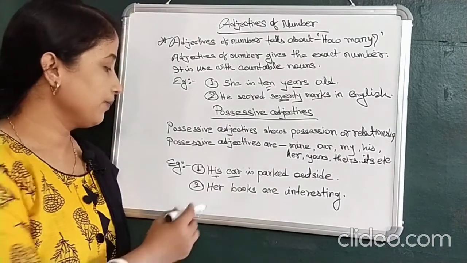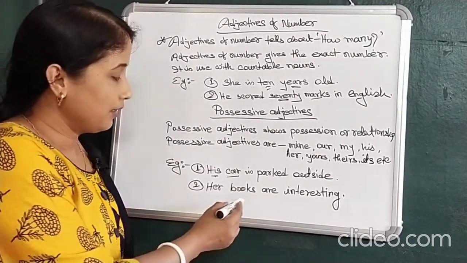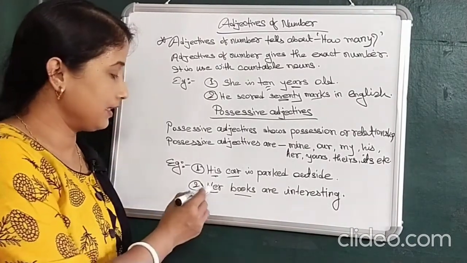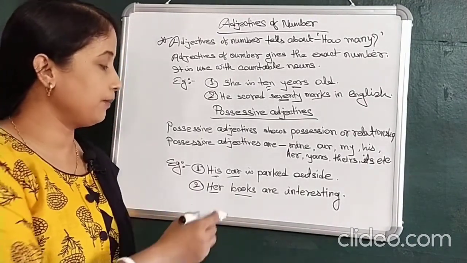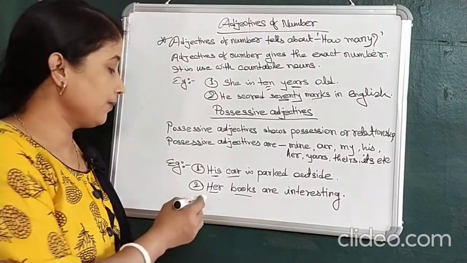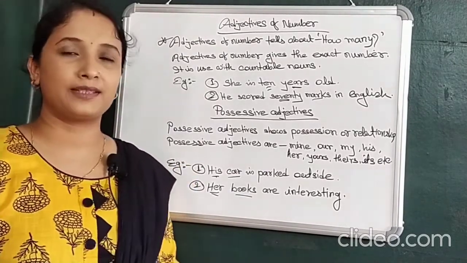Next example, her books are interesting. Here books is a noun and her is the ownership of these books. Okay, so her is here a possessive adjective.